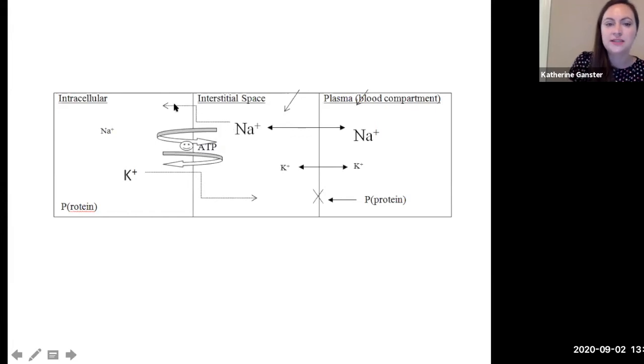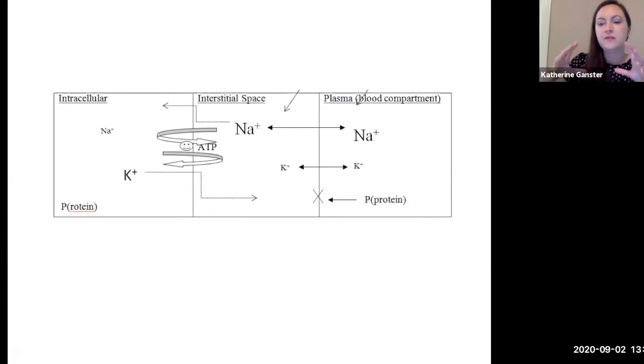Sodium diffuses into the cell. Water follows, just like water follows sodium when we look at the kidney, when we looked at aldosterone. If sodium enters into the cell and the cell cannot pump it out because it doesn't have enough ATP to do so, the cell will swell.